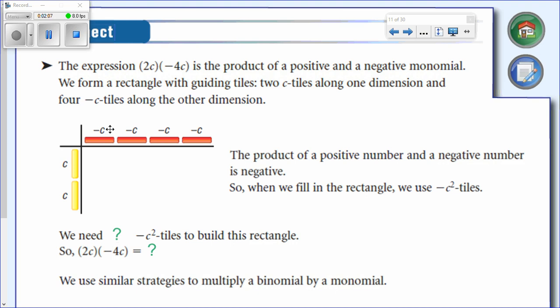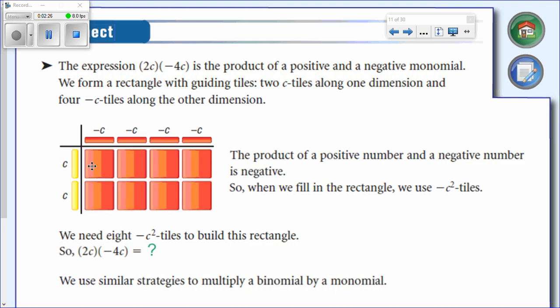When we multiply a positive and a negative number together, our product is always going to be negative. Okay, so when we're starting to fill these in here, this would be c times minus c. So that's going to be minus c squared. C times minus c, there's going to be a minus c squared here. So let's look and see what happens.